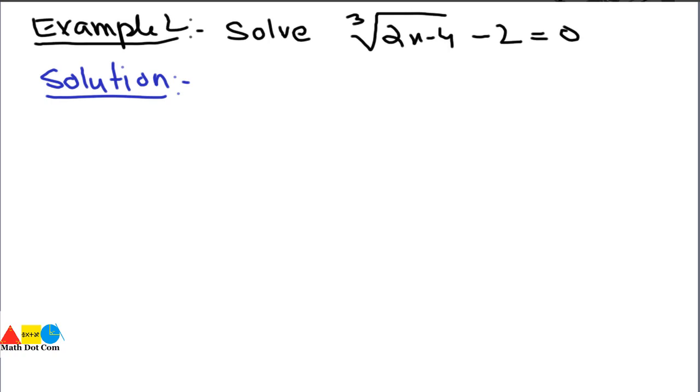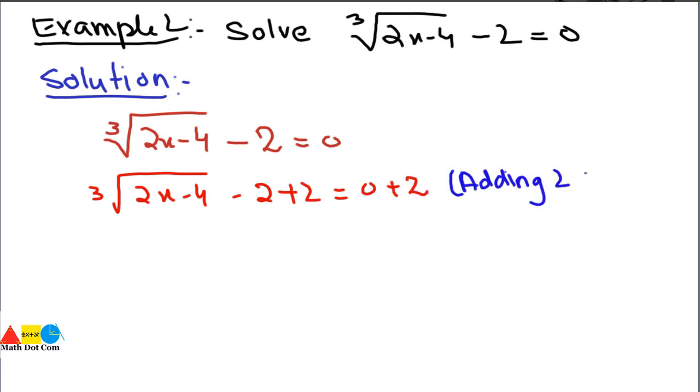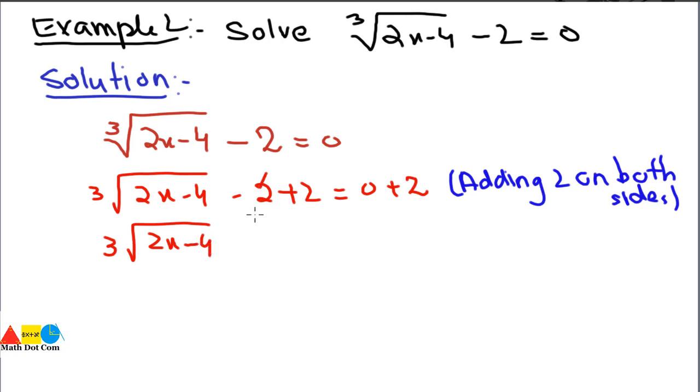How can you do that? Let's solve it out. As the cube root of 2x minus 4, minus 2 equals 0. Okay, what do we have to do? Adding 2 on both sides of the equation. The cube root of 2x minus 4, minus 2 plus 2 equals 0 plus 2. So what have we done here? Adding 2 on both sides. Okay, then what will we have? The cube root of 2x minus 4, and the 2s will be cancelled out, and we will get this.